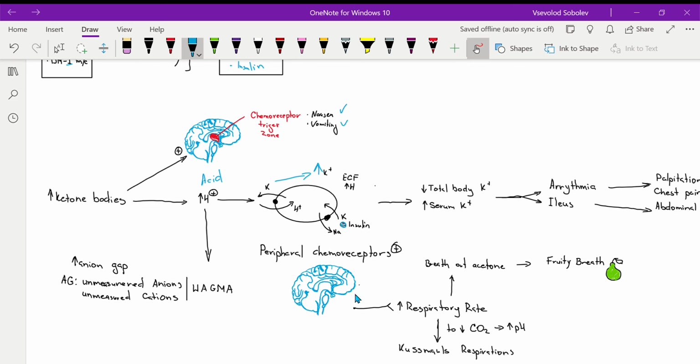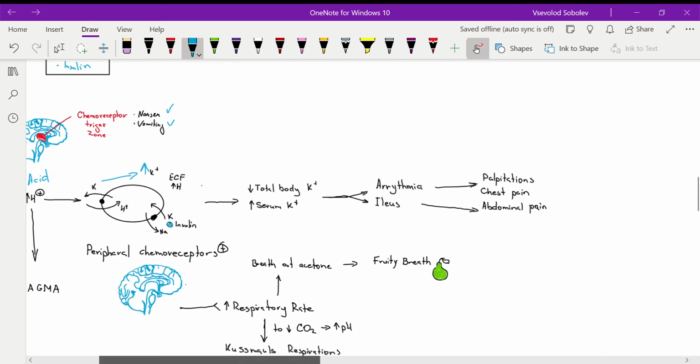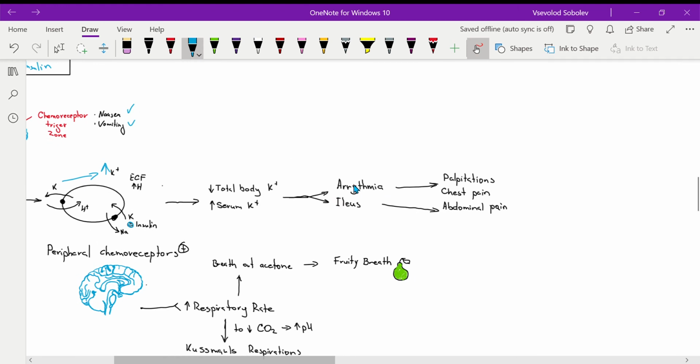And here we go. That increased potassium will lead to our arrhythmias and ileus. Arrhythmias, palpitations, chest pain, ileus, abdominal pain, which was mentioned earlier.